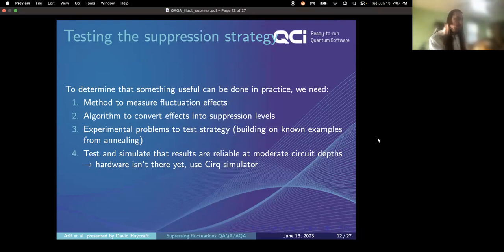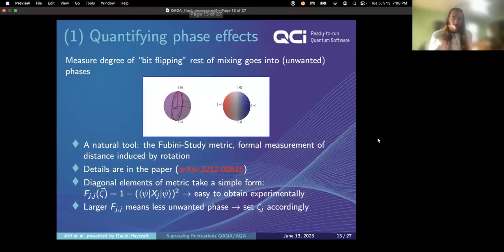Right now, real quantum hardware isn't really there yet in terms of being able to run these problems at large depths. So we used a simulator.